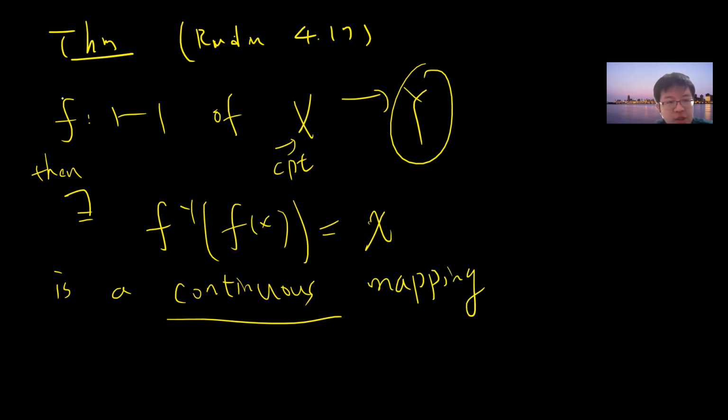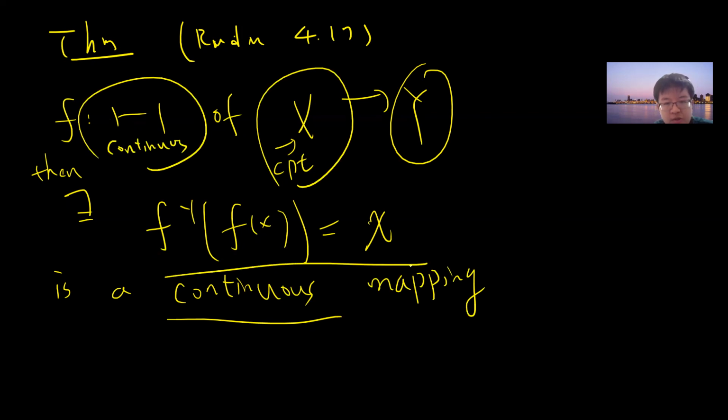Okay, so this theorem just says that if f is continuous and 1-1 on a compact space, then the inverse is also continuous. Actually, you can show that in general, if f is continuous on a non-compact space, then you are not guaranteed that f inverse is continuous. But when the space is compact, it is always continuous. And this 1-to-1 just ensures that f inverse exists.